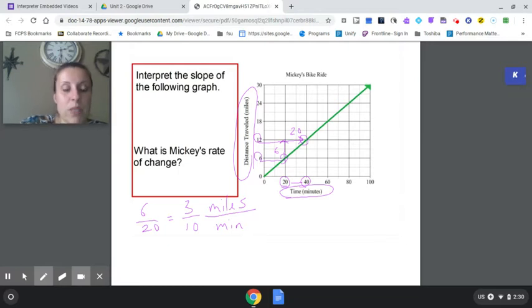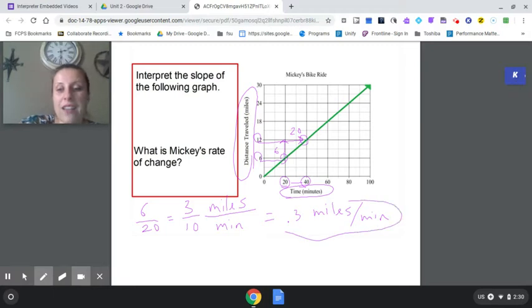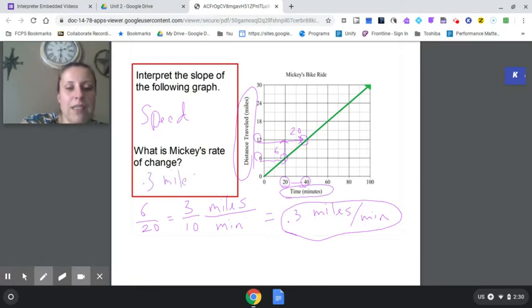Now, it might make more sense for us to go ahead and divide that for this particular example. So if I divide 3 divided by 10, I would get 0.3. So Mickey is traveling 0.3 miles per minute. So that's Mickey's speed. This slope is talking about how fast Mickey's traveling. So his speed is 0.3 miles per minute.